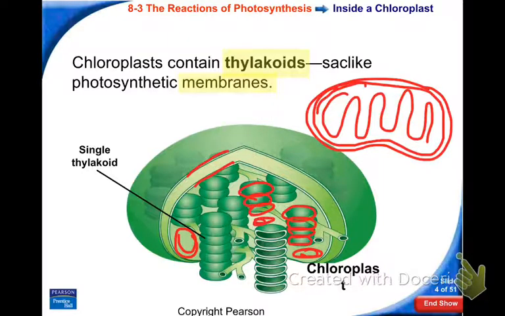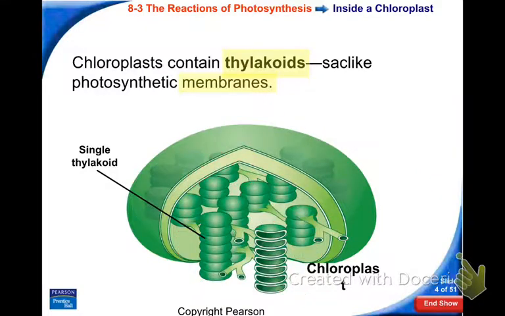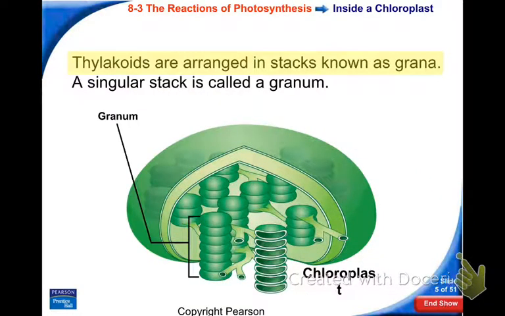Okay, so these individual little pancakes, these are called thylakoids. And the thylakoids are stacked into other things called grana. Grana is plural and singular is granum. So you have multiples of these thylakoids stacked together, little stacks of pancakes all over inside of the chloroplast.